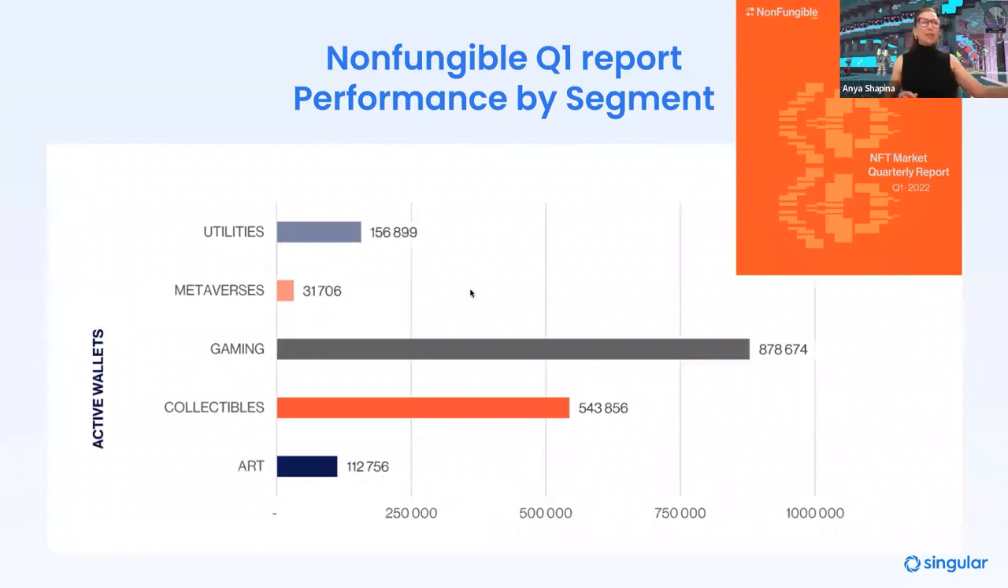Okay, so this is a trade volume, but more importantly, and by the way, these are transactions on the blockchain, but also we're looking at the number of active wallets, the sizes of these communities. And if you look at that slide, so yeah, that's right. So gaming leads, and it leads with 900,000 active wallets.